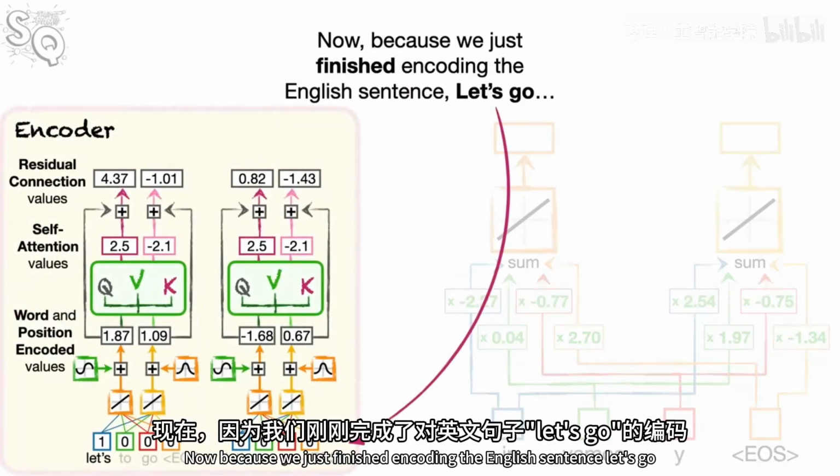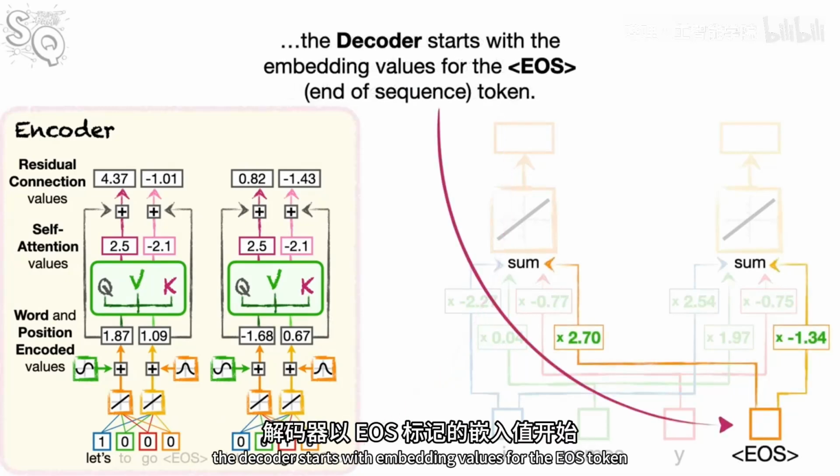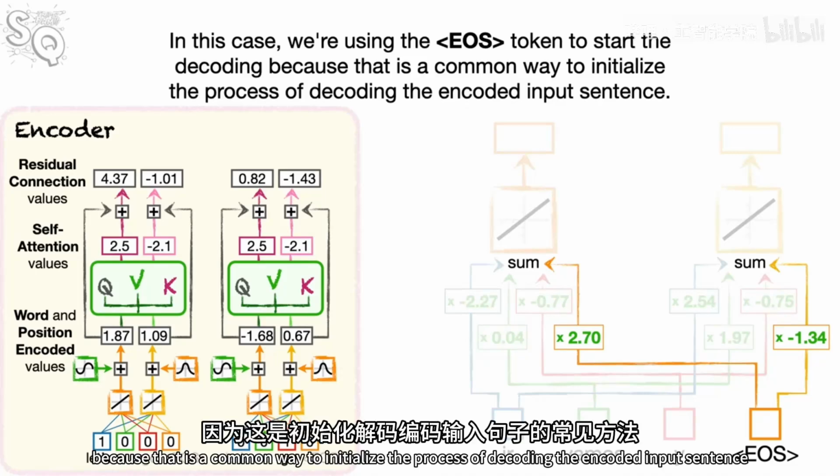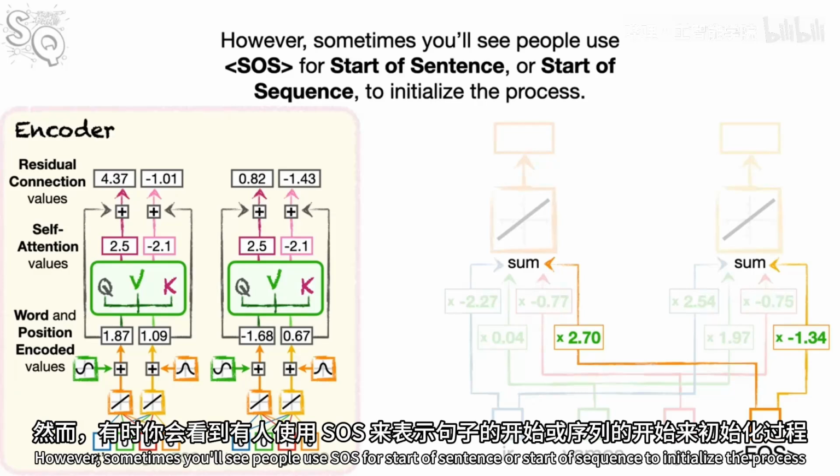Now, because we just finished encoding the English sentence, the decoder starts with embedding values for the EOS token. In this case, we're using the EOS token to start the decoding because that is a common way to initialize the process of decoding the encoded input sentence. However, sometimes you'll see people use SOS for start of sentence or start of sequence to initialize the process.